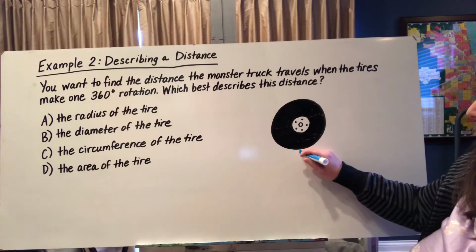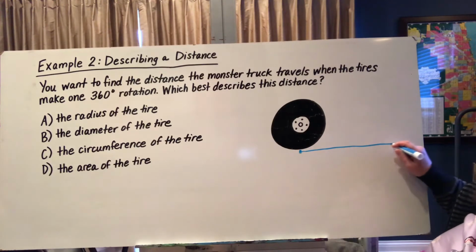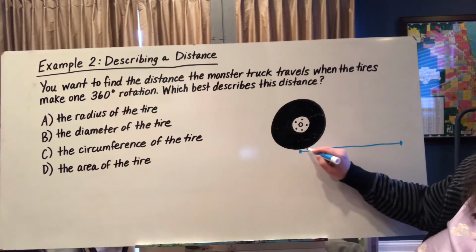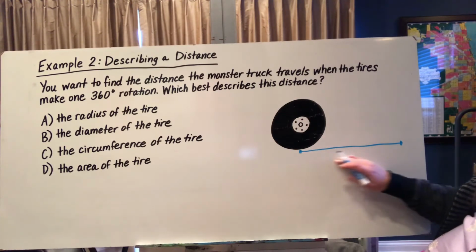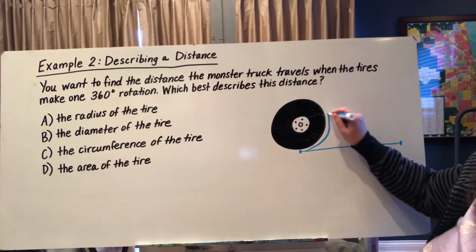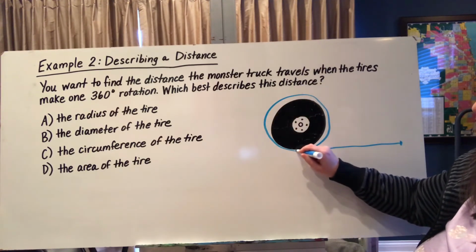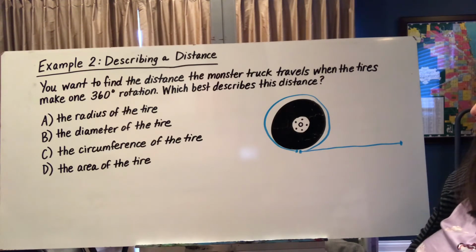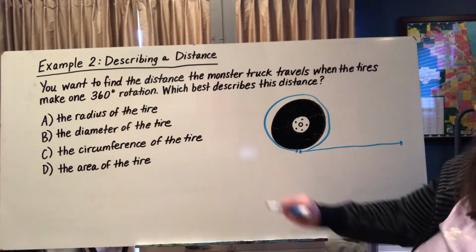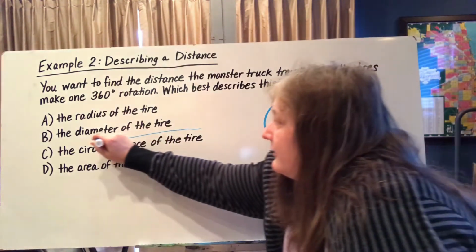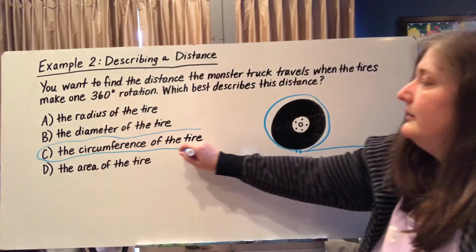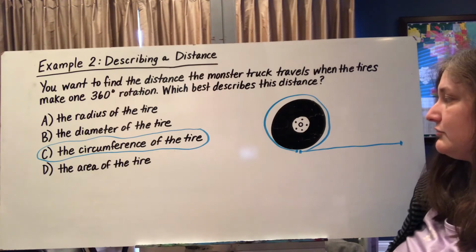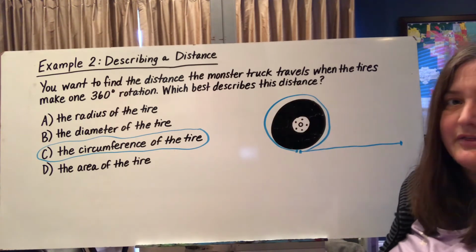Well, as it rotates, and as we find that distance, it's rotating along the outside edge of the tire. So if I want the measurement of this outside edge, if this distance actually wrapped around my tire here, we would call that the circumference. So the best measure to find the distance a tire travels when it rotates 360 degrees is going to be C, the circumference of the tire. The diameter, the radius, and the area don't really affect the distance traveled. We're going along the outside of the tire, and that is circumference.